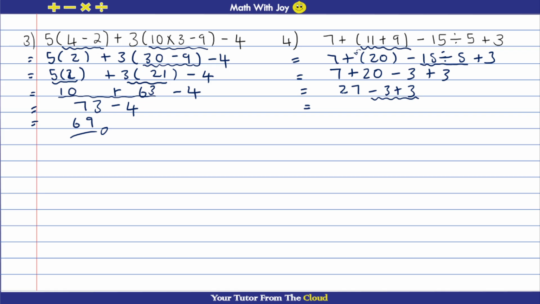So you're going to go 27 minus 3. 27 minus 3 is going to give us 24 plus 3. So I did this part. Okay, now I'm going to say 24 plus 3 is going to give us 27. Now you see I went back to 27.